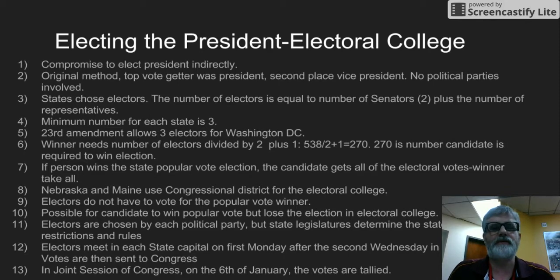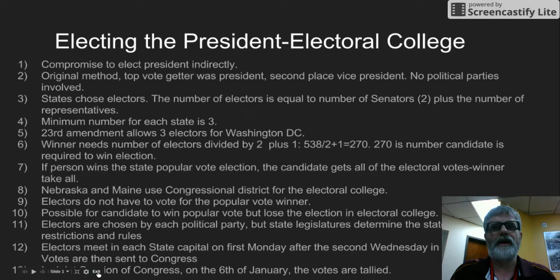Electors are chosen by each political party, but state legislatures determine the state process, the restrictions, and the rules. The electors meet in each state capital on the first Monday after the second Wednesday in December. After they're cast, the votes are then sent to Congress. In a joint session of Congress on the 6th of January, the votes are tallied, and then they determine who actually got the most number of votes for the President of the United States. And that is the Electoral College.